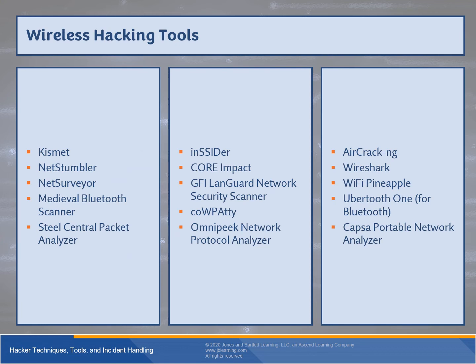Some different tools that we might see would be things like Kismet. It's a layer 2 sniffer and IDS detector. It does a lot of passive collection. NetStumbler, NetSurveyor. NetSurveyor grabs info about APs. Medieval Bluetooth Scanner, Steel Central, SSIDer, Core Impact, GFI LandGuard, CoWPatty, OmniPeek, Aircrack. Aircrack is huge. We'll dig into that in just a minute. Wireshark, a very common sniffer we've already worked with. Wi-Fi Pineapples, Ubertooth One, which is a Bluetooth intrusion device, and then CAPSA, Portable Network Analyzer.